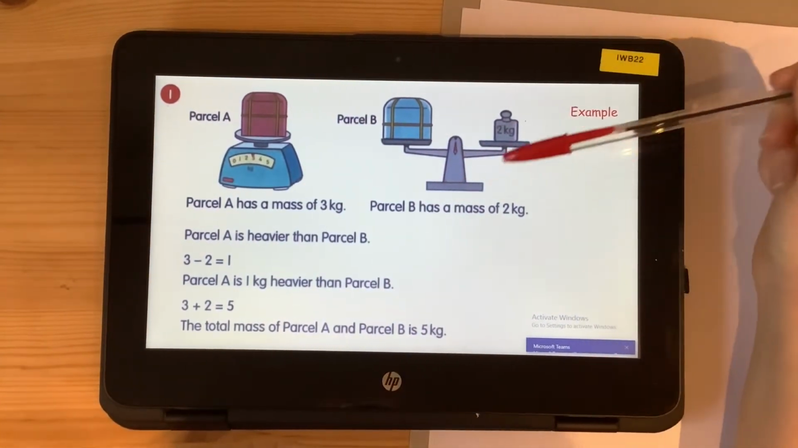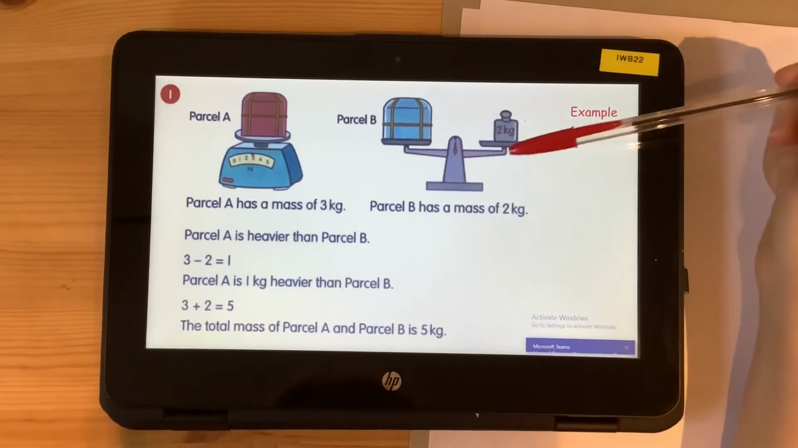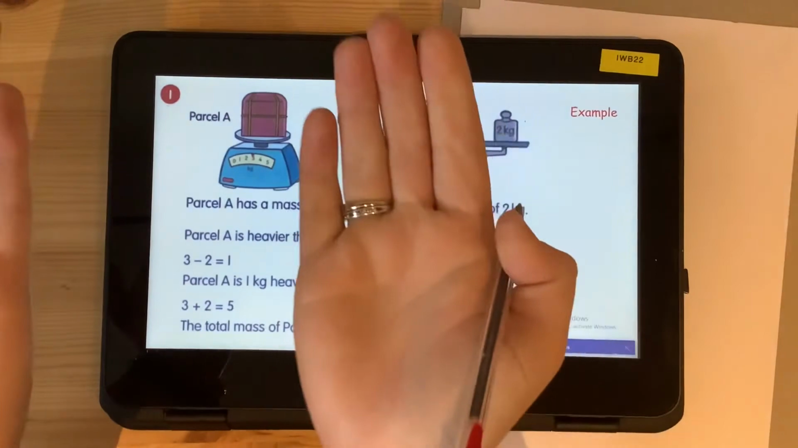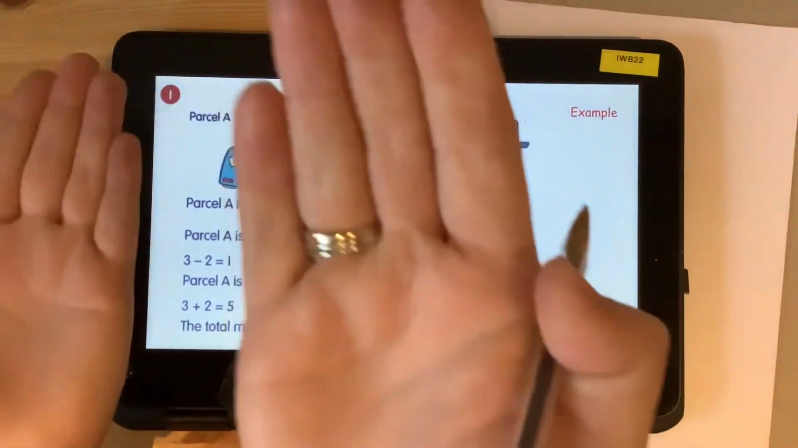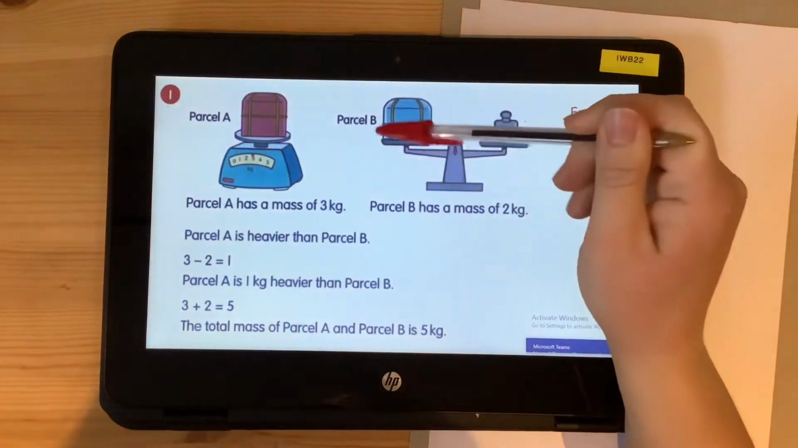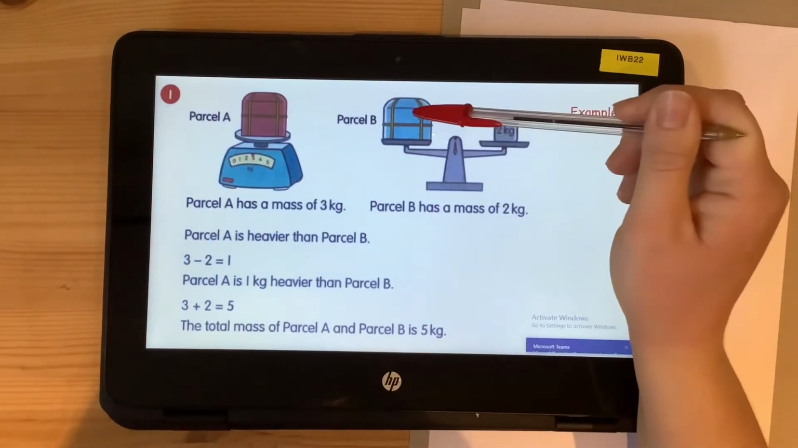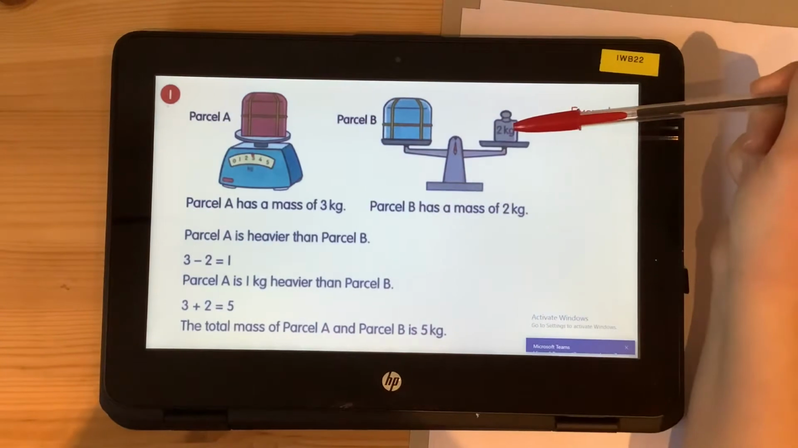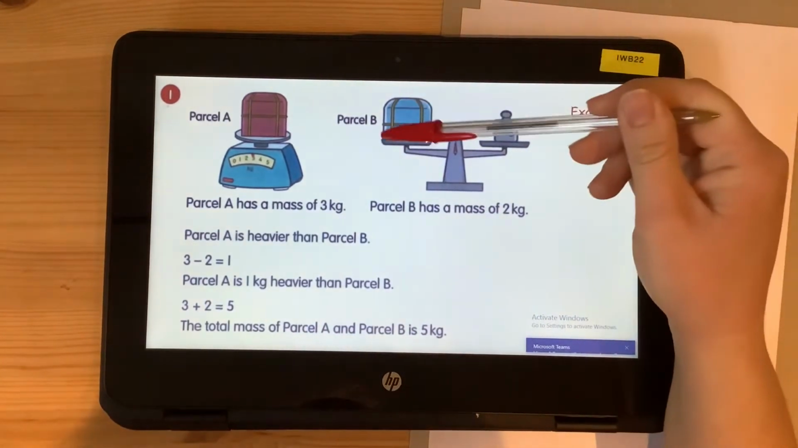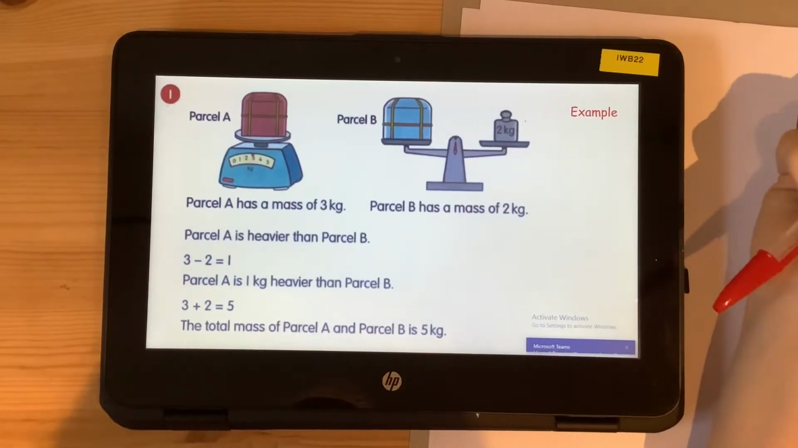If we look at our second set of scales, it is the same as those seesaw set of scales. We are looking for the item to either be balanced or more or less. Now this scale is balanced, so that means that parcel B weighs the same, its mass is the same as the mass of a 2 kilogram weight. So that tells us that the mass of parcel B is 2 kilograms.